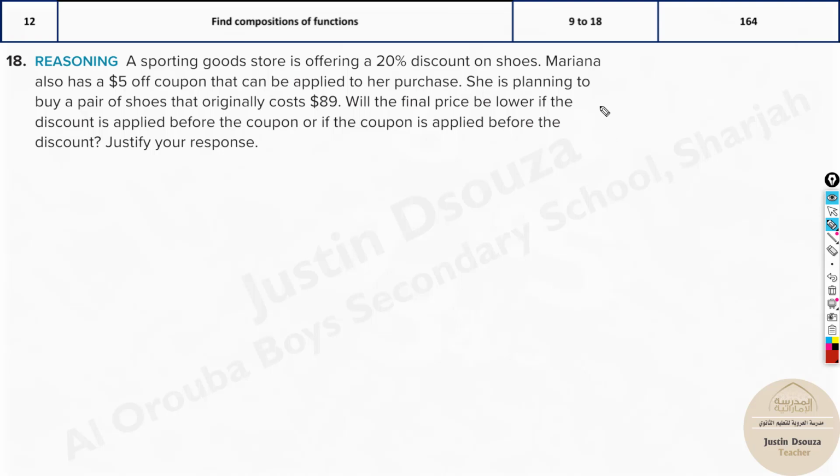See now, let's write what is known. The original cost OC is $89. The discount is how much? 20%. So what will be the price? Price will be 80%, right? 80% of X, that means 80% of whatever is there. Let's just write 80%. Now, what is the coupon cost? It's $5. This will be reduced.